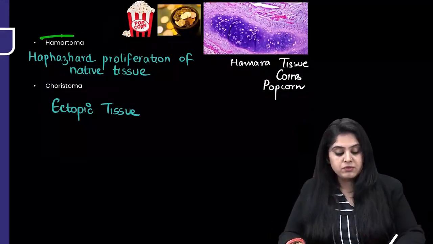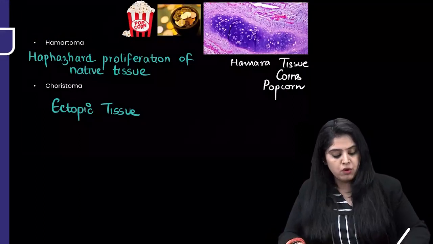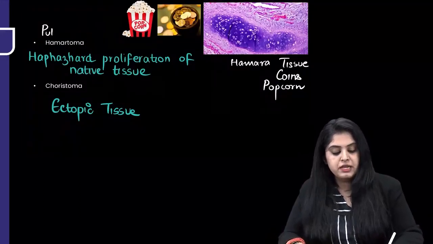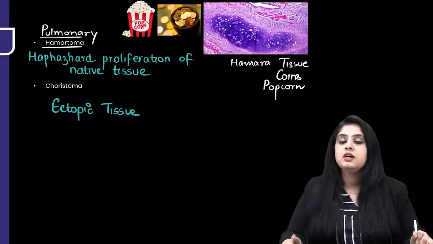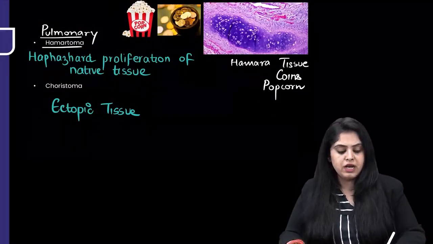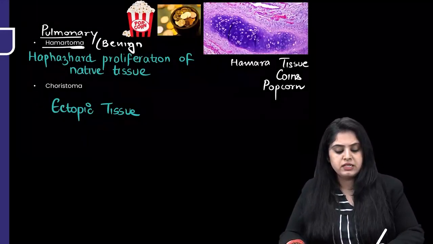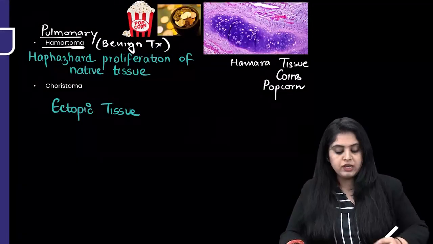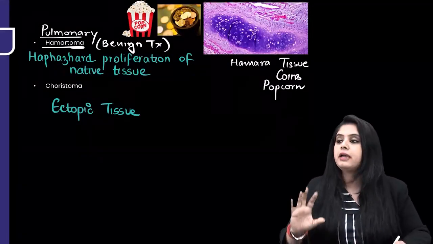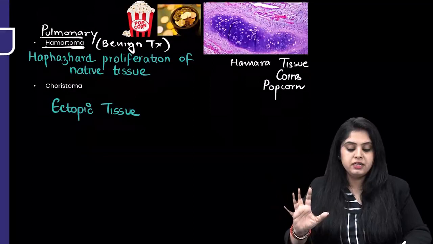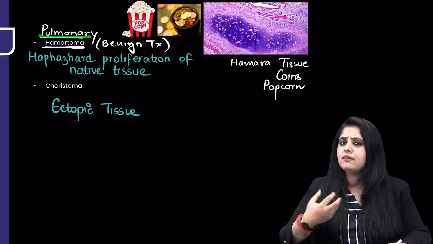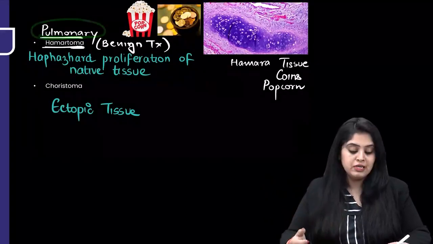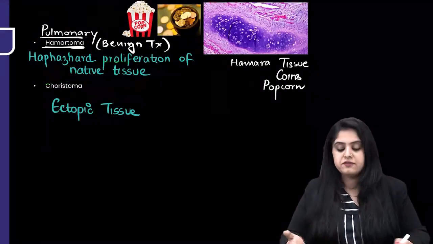That means when I'm talking about hamartoma, the most common example that I study is a pulmonary hamartoma. The most common example of hamartoma is pulmonary hamartoma. Oma means, of course, it is a benign tumor, undoubtedly. And what kind of tissue will it have? Will it have some ectopic tissue? Will it have some tissue from the stomach or the pancreas? No, it will have hamara tissue, it will have pulmonary tissue, native tissue.